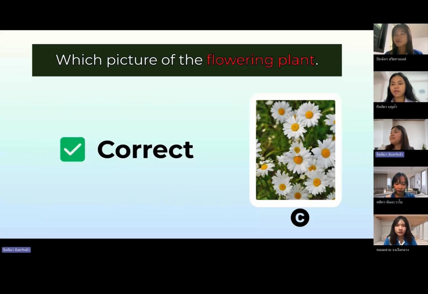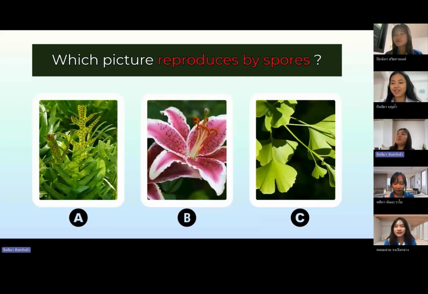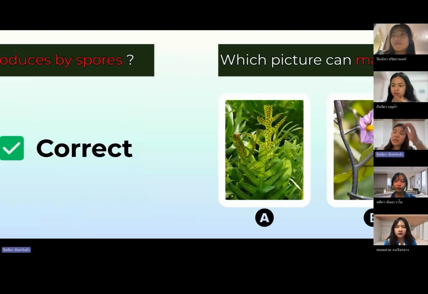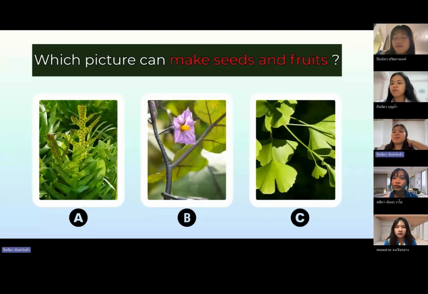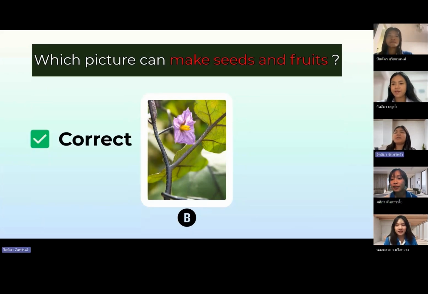Do you know the name? Daisy. C. Yes, very good. And the big picture reproduces using spores. A. Yes, A. Okay. And the big picture can make seeds and fruit. B. Yeah, correct. B.